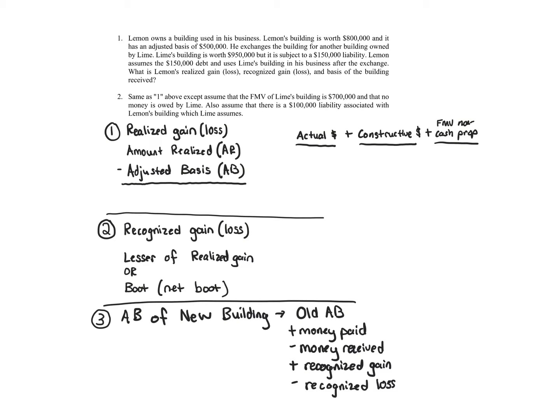So problem 2, same as problem 1, except assume that the fair market value of Lime's building is $700,000 and that no money is owed by Lime. Also assume that there's a $100,000 liability associated with Lemon's building, which Lime assumes.